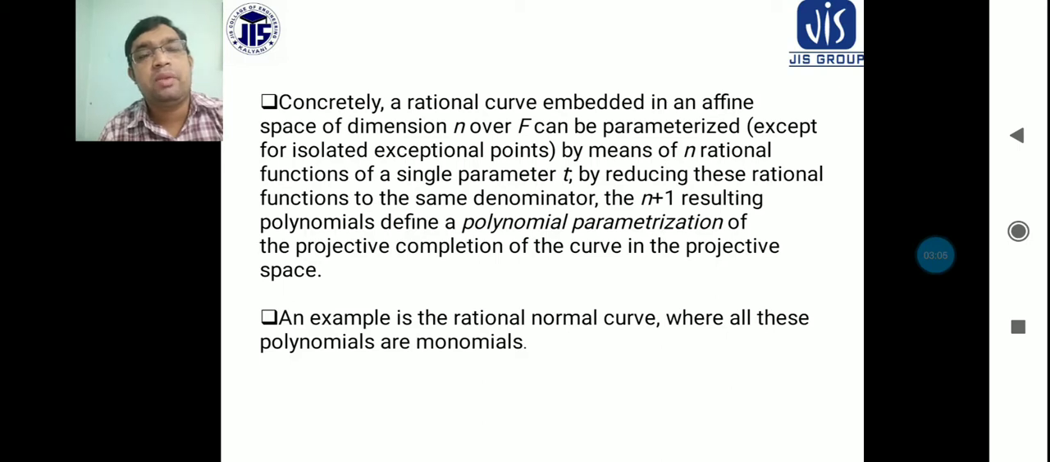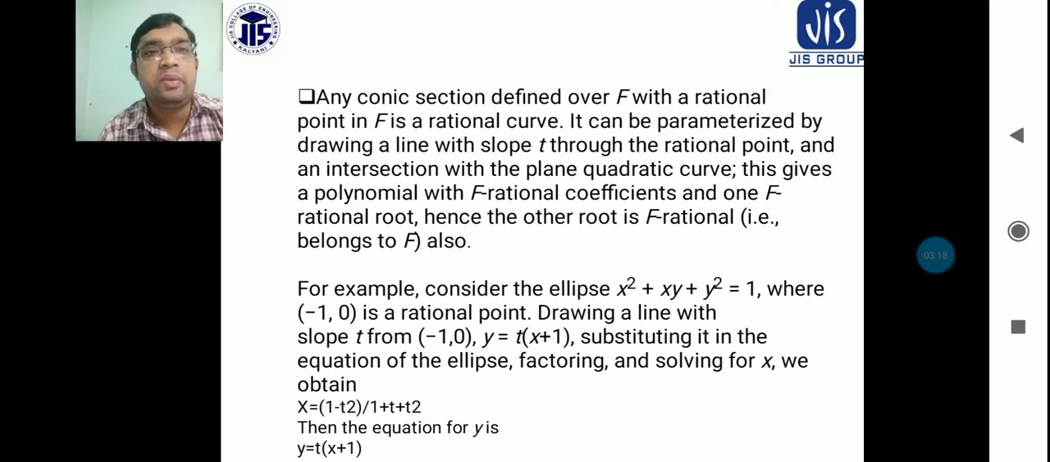Basically, the polynomial function is considered according to the Bezier curves, just like the polynomial functions. And another thing, any conic section defined over F with a rational point is a rational curve. Basically, with the conic section you can draw the parabola, hyperbola and ellipse, and these are considered according to the conic section. And using the conic section we can draw this type of rational curves.